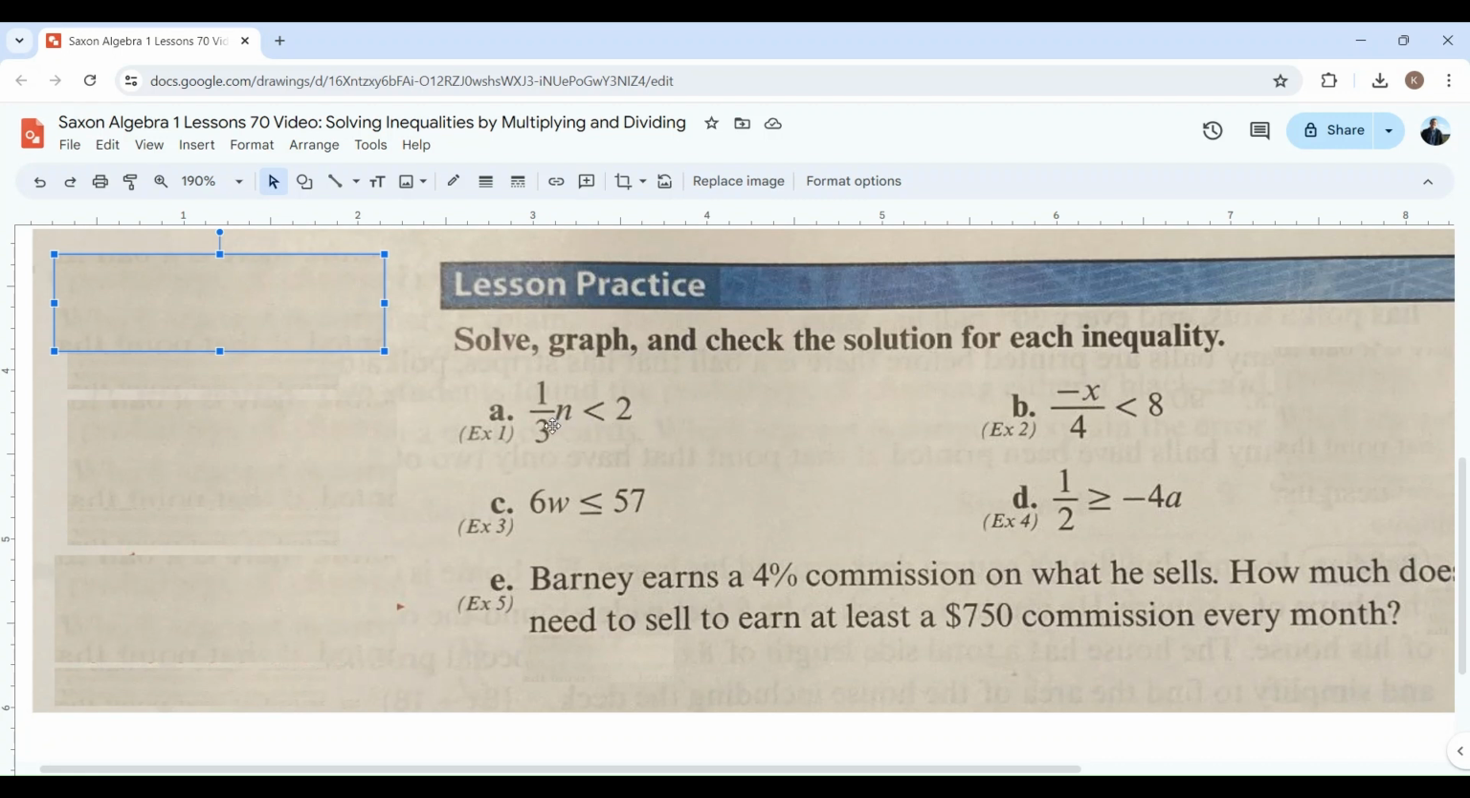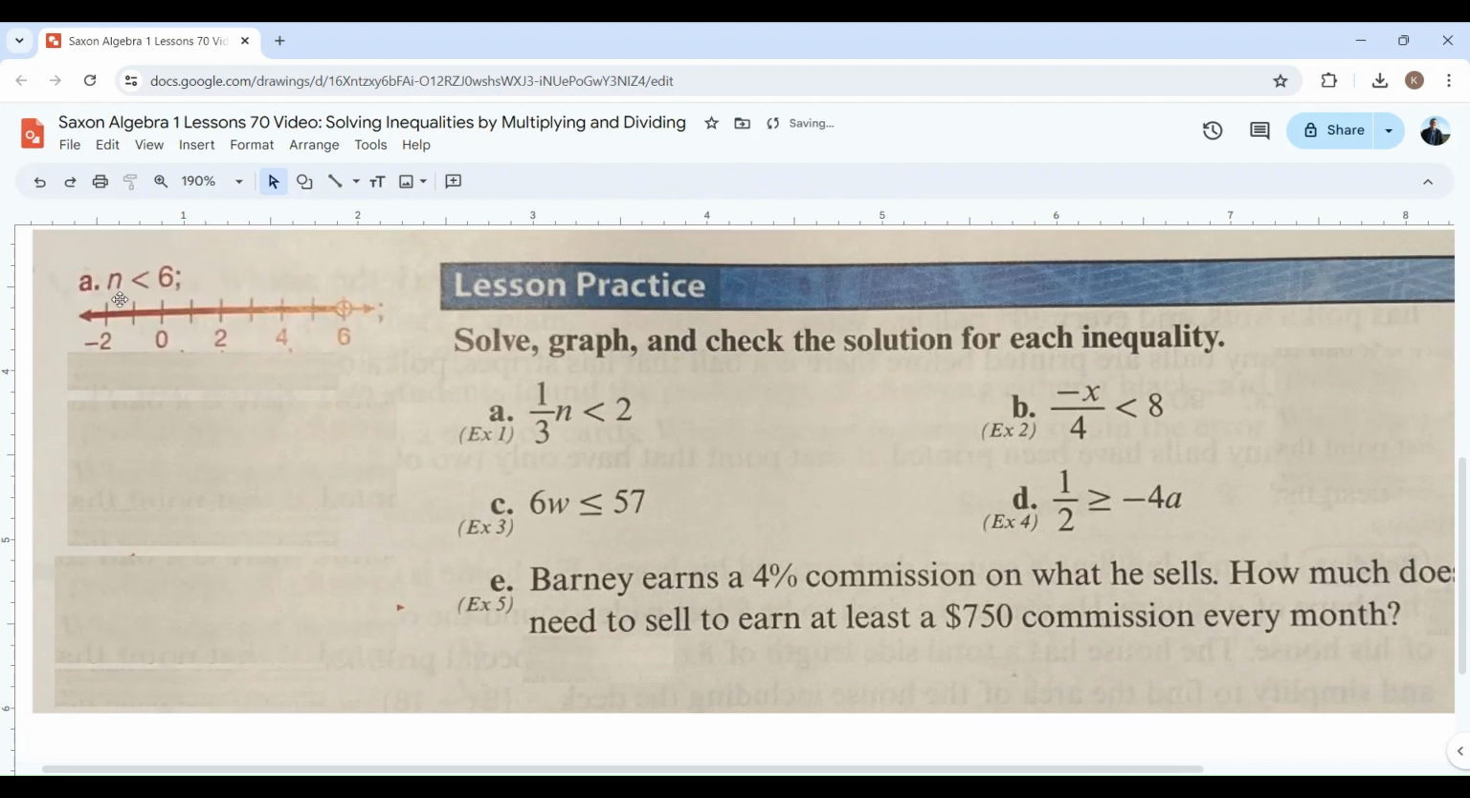Multiply both sides by 3, that gets rid of my 1/3. This side is going to become 6. If I multiply by 3, here's the big question. Does it flip the sign? 3 is a positive number. I can multiply by a positive number without flipping the sign. So here's what this answer is going to end up being. N is less than 6.